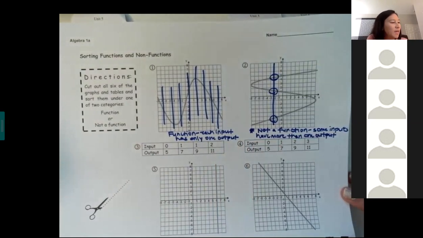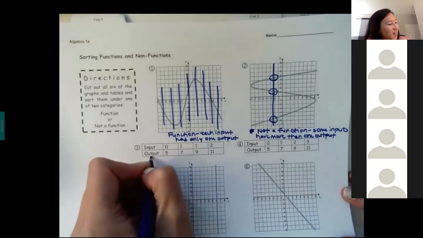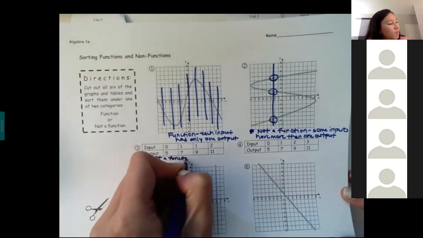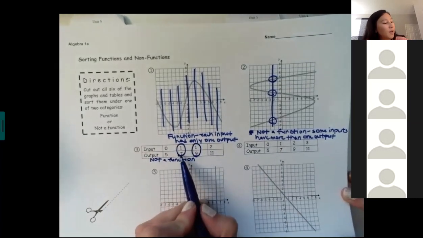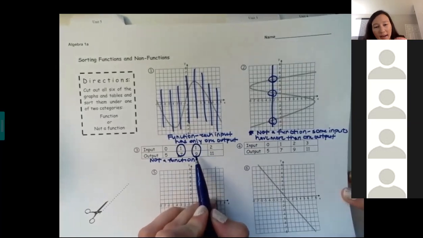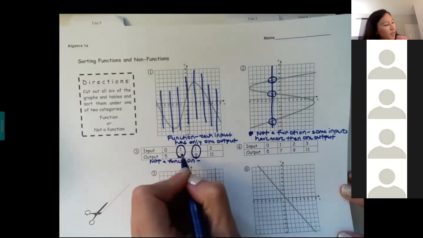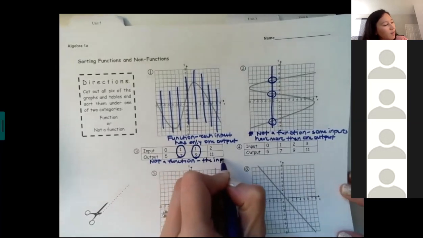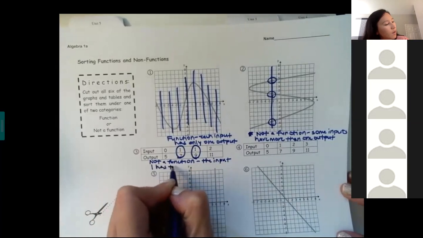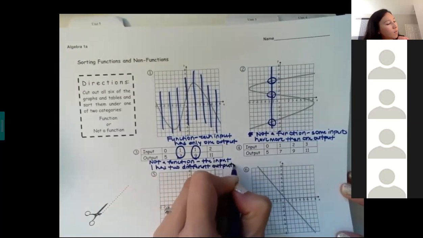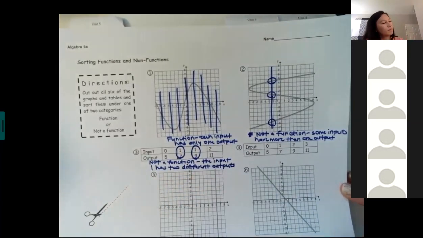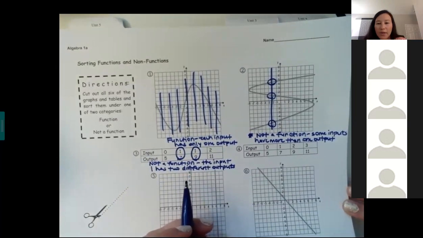Kaleni, what do you think about number three? It is not a function. Very good. This right here tells us that it's not a function, right? When we put in 1, we got 7 one time, and when we put in 1 again, we got 9 the second time. So we know that the input 1 has 2 different outputs. Any questions so far?